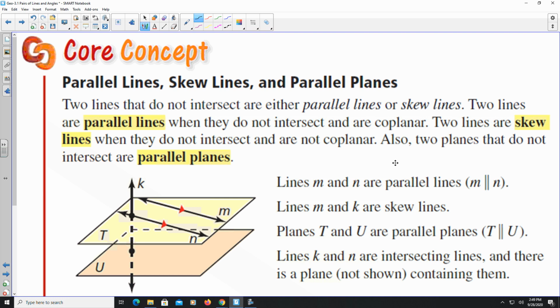One of the things where most people are unsure is the big difference between parallel lines and skew lines. Parallel lines are two lines that don't intersect and are coplanar. Skew lines also don't intersect, but the big difference is they are not coplanar.